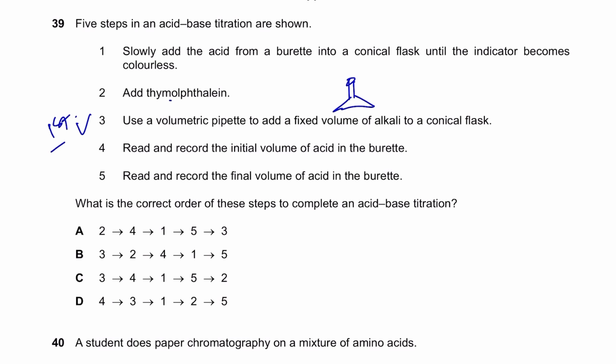Then it says add thymolphthalein. Yes, then we add the indicator. That's the second step. And then what we do is we add the acid. First of all, we add the acid to the burette. Then we read the initial volume. Then we slowly add the acid from the burette into the conical flask. And then we read the final volume to subtract the two and find the volume of neutralization. So this is first, that's second, and then you record the initial volume, that's third, and then you add the acid to the conical flask, that's fourth, and that's fifth, right? So the third step is my first, so A and D are wrong, and the last step is basically the fifth one. That's why B is the right option.